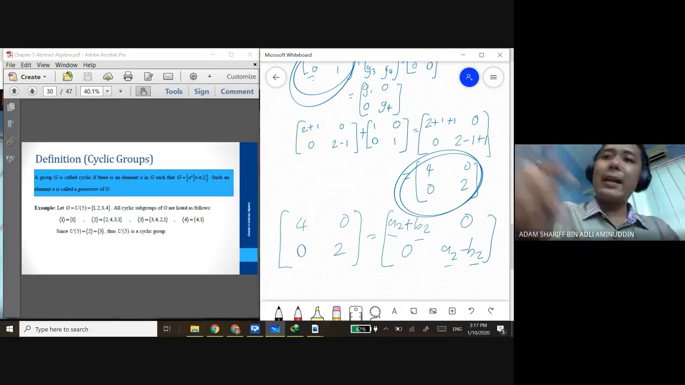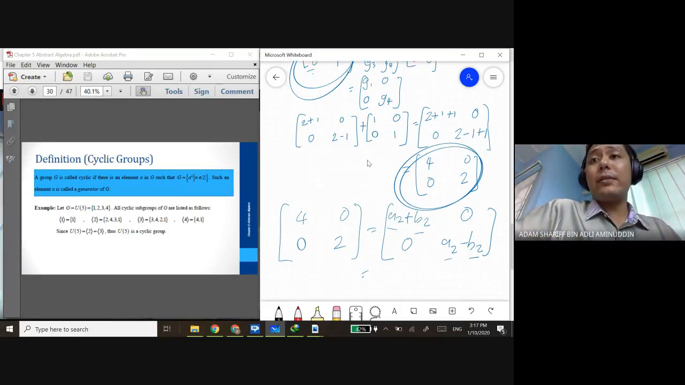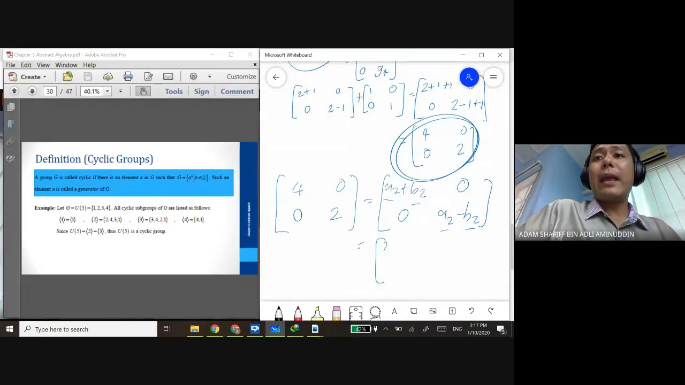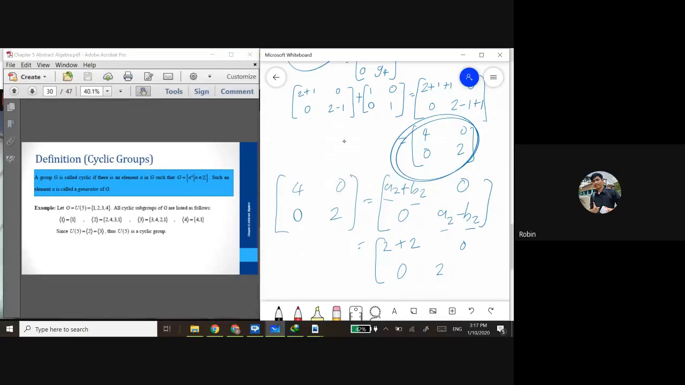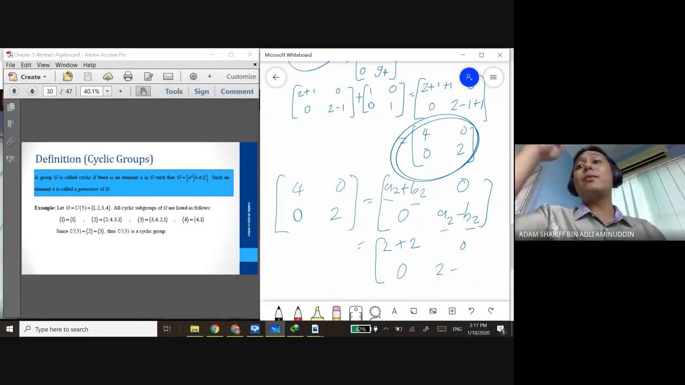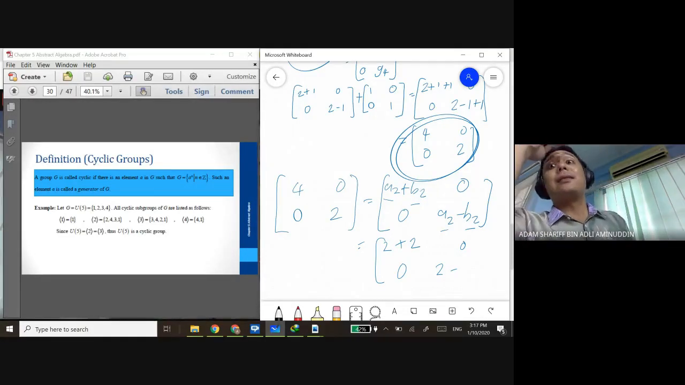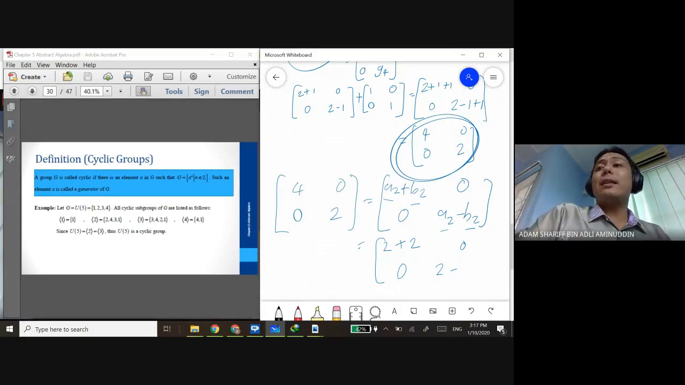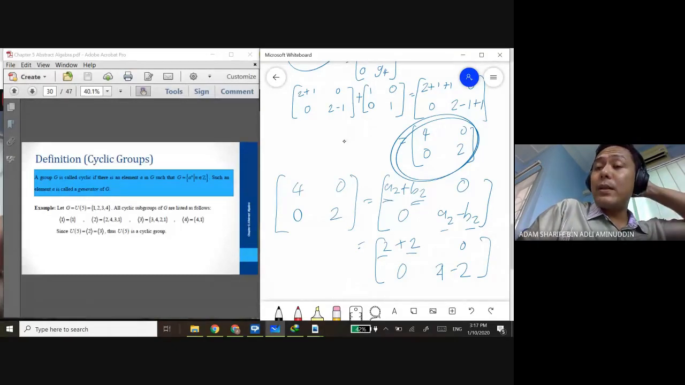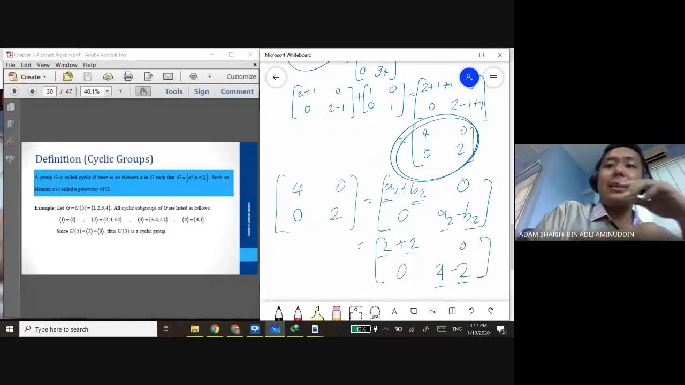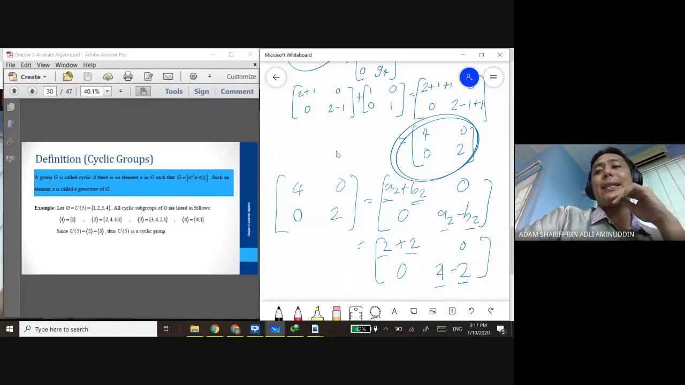Kalau saya cuba pecahkan, dia boleh jadi integer juga. It can be 2 plus 2, 0, 0, 2. 2 minus 2, 0. Tak apa. Oh, 2 minus 2 is 0. So dia tak boleh 2 minus 2. Dia boleh jadi 4 minus 2. My point right now is still inside here, this A2 and B2 must be still an integer. Itu maksud saya nak cakap kat sini.